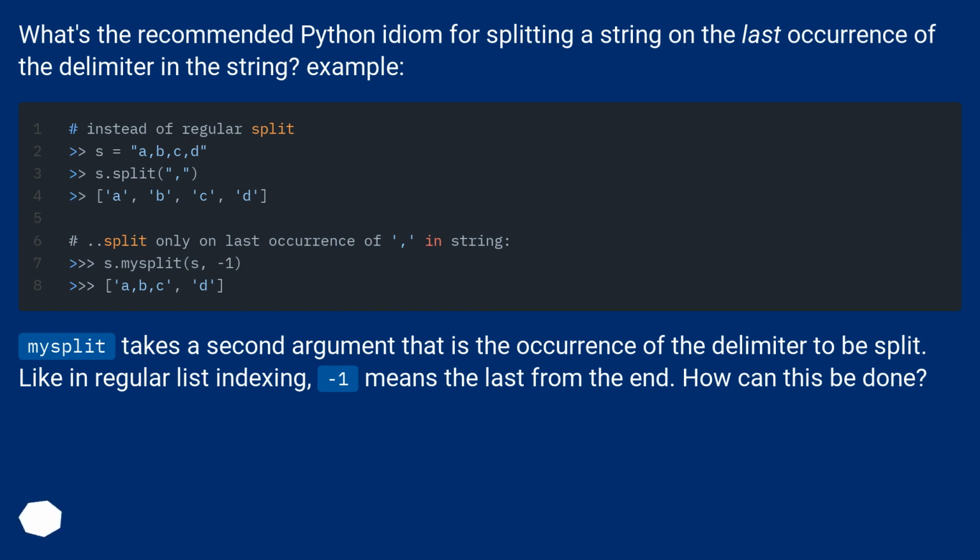My split takes a second argument, that is the occurrence of the delimiter to be split. Like in regular list indexing, -1 means the last from the end. How can this be done?